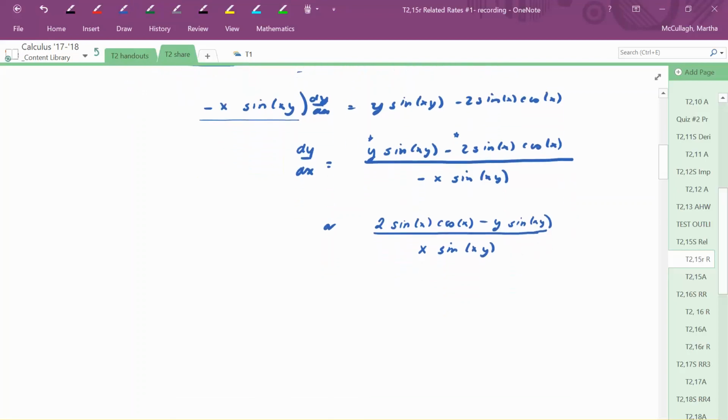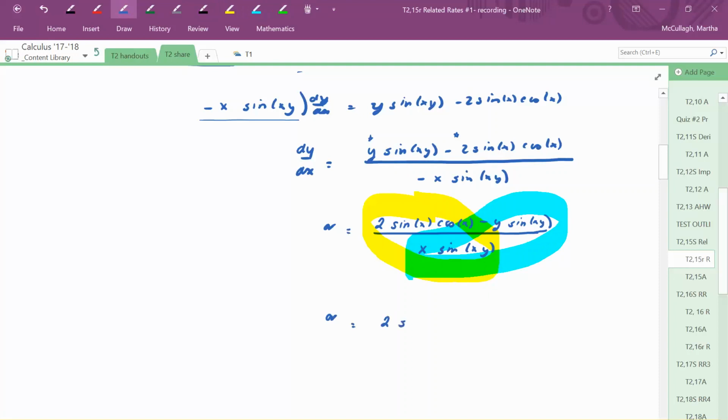We could also use distributive and divide that and divide that, and we would end up with 2 sine x cosine x over x sine xy minus, and then the sine xy's cancel, so I would just have y over x. Any one of these three answers is fine.